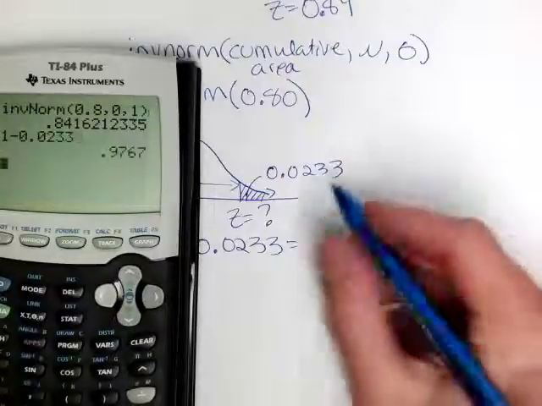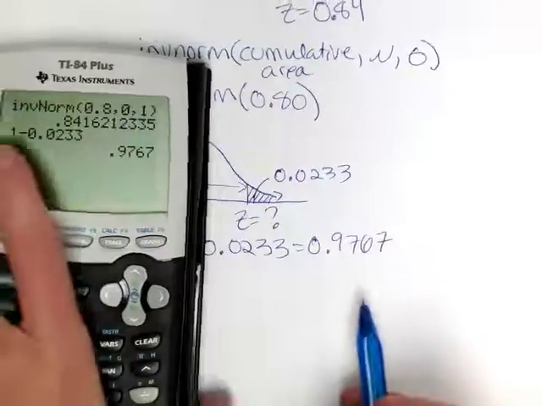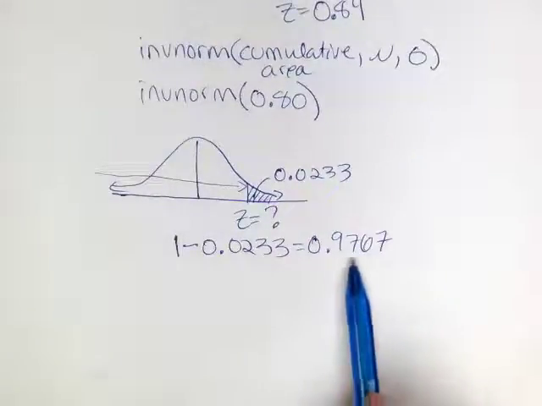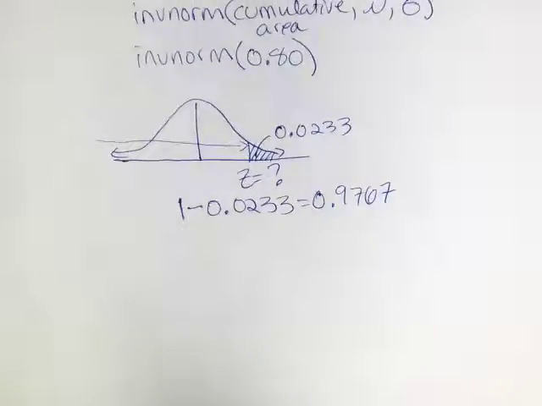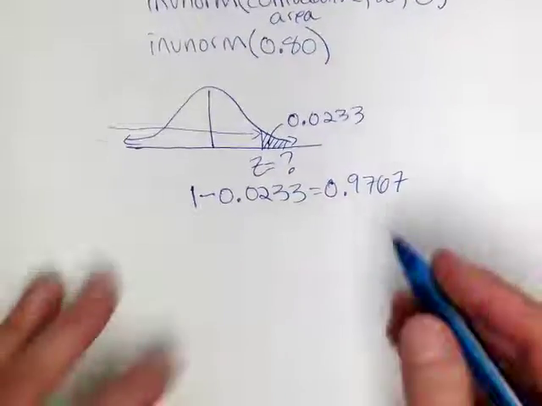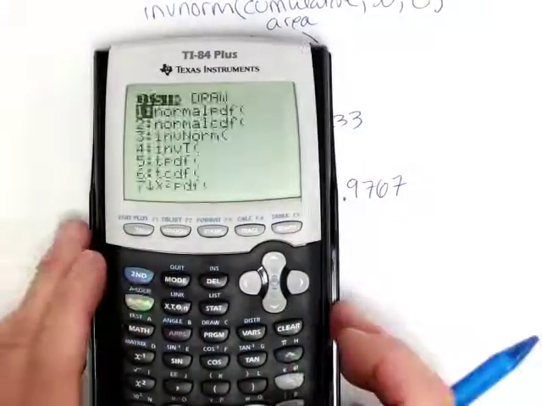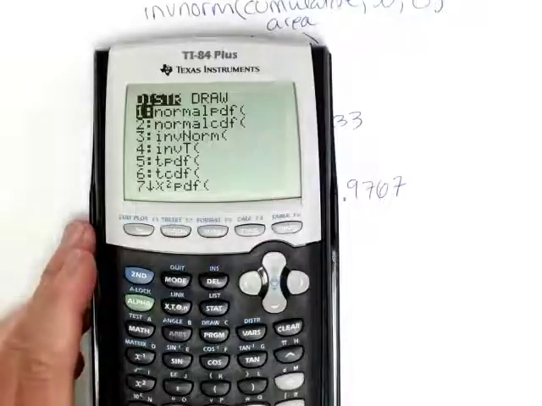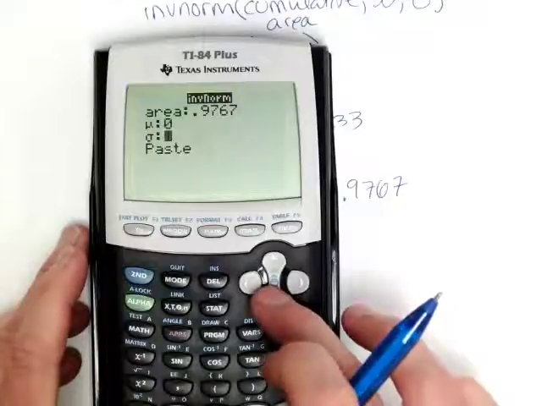So the area that I need to input into the calculator is 0.9767. That would be the area you would try to find in the body of the table, or get as close to as you can in the body of the table, and then read outward. So again, I want to go to my inverse normal, and that's option 3. And my cumulative area is 0.9767. Again, I'm on standard normal.